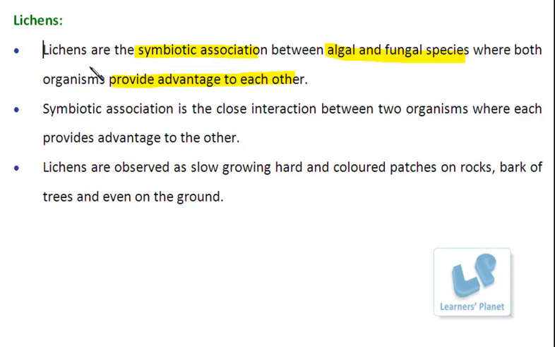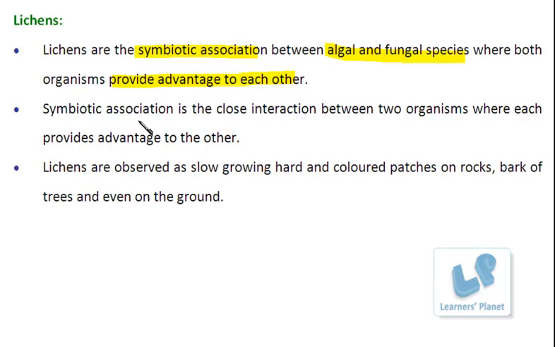So it's clear that lichens can be defined as the symbiotic association between the algal and the fungal species, where both organisms are providing advantage to each other. In general terms also, symbiotic association is the close interaction between two different organisms, where each partner is getting some advantage. So of course lichens are the example of such symbiotically associated organisms.